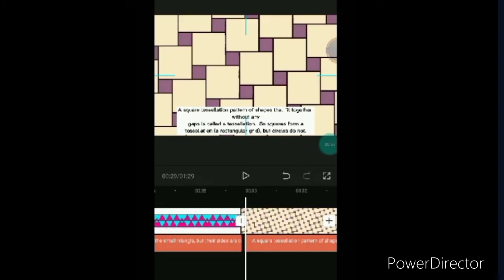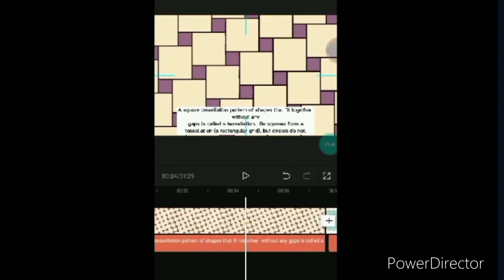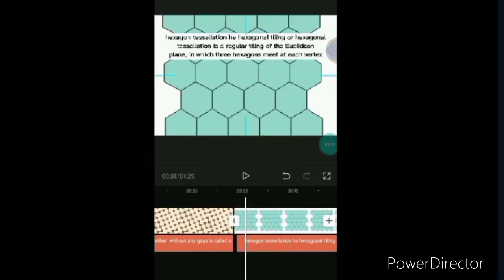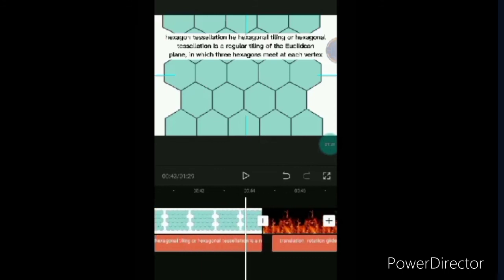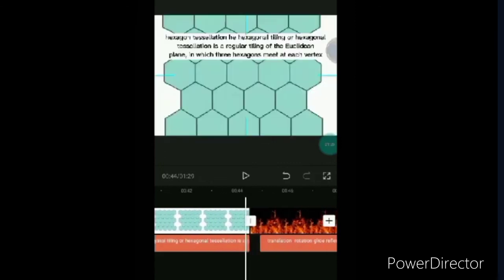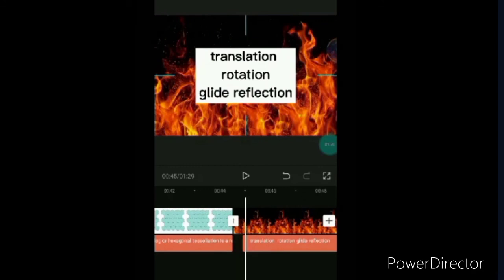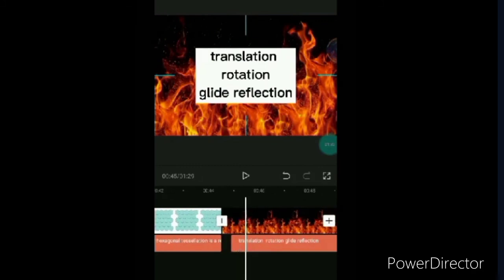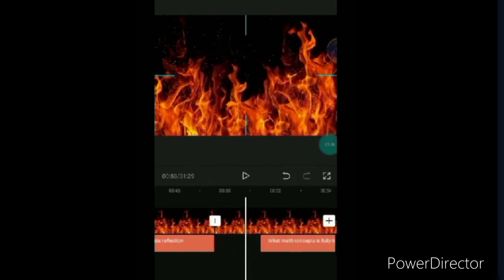In square tessellation, patterns or shapes fit together without any gaps, which is called tessellation. Squares form a tessellation in a rectangular grid, but circles do not. Third is hexagon tessellation. Hexagonal tiling or hexagonal tessellation is a regular tiling of a Euclidean plane in which 3 hexagons meet at each vertex. These are the 3 rules of tessellation: first is translation, second is rotation, third is glide reflection.